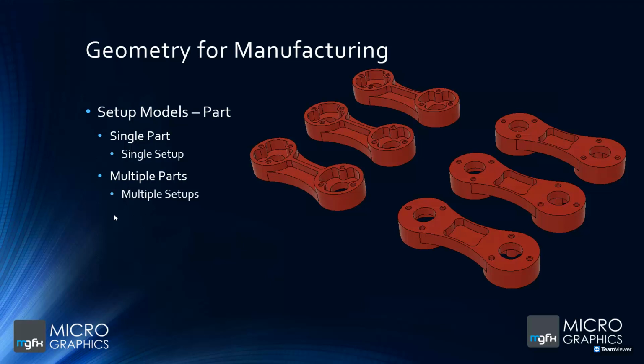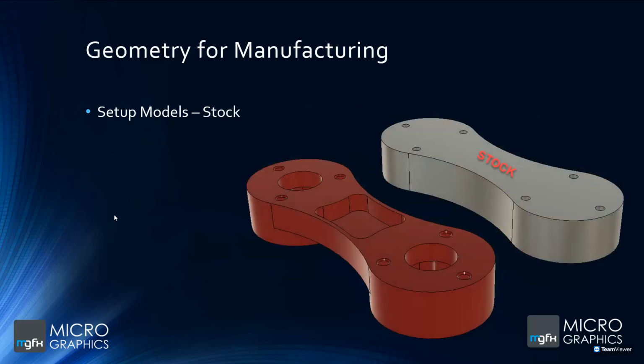So, in the past, you may have had just a single component for a single setup, or as the image shows here, multiple parts for multiple setups. So machining 3 top sides, then flipping that over, and then machining 3 bottom sides of the component. And part of the setup model would be potentially modeling in stock.